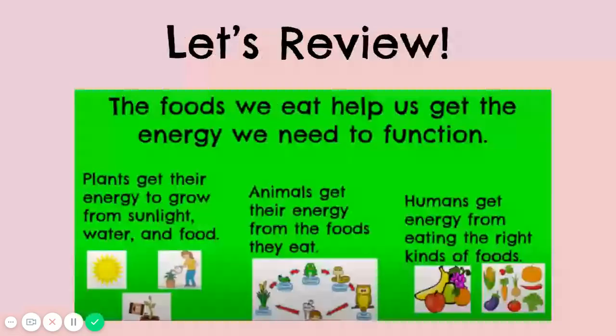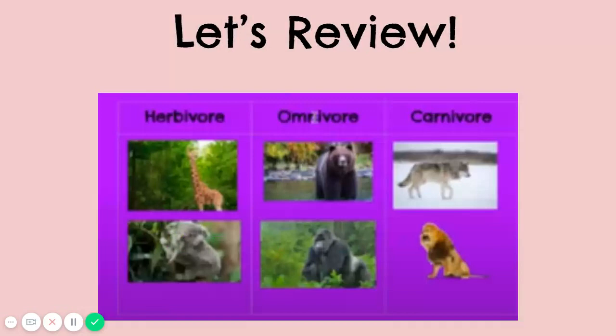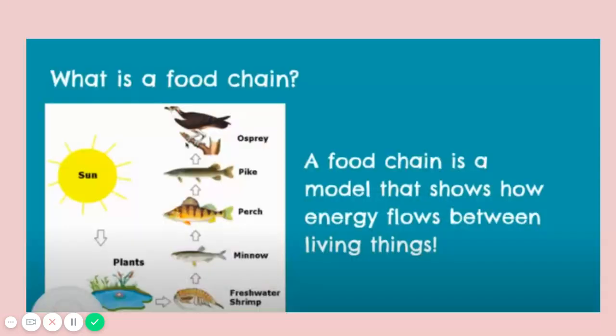So let's review. You guys learned this slide a couple days ago. You learned that plants get energy from sunlight, water, and food. You learned that animals get energy from the foods they eat, and humans get energy from eating the correct foods. So overall, we need foods to help us get the energy we need in order to live our lives. You also learned about herbivores, omnivores, and carnivores, which are different types of animals that have different diets. And you also learned what a food chain is. It shows how energy flows between living things based on who eats who and who eats what.